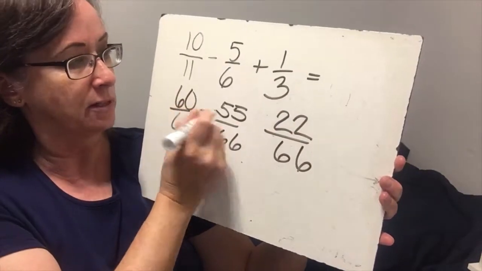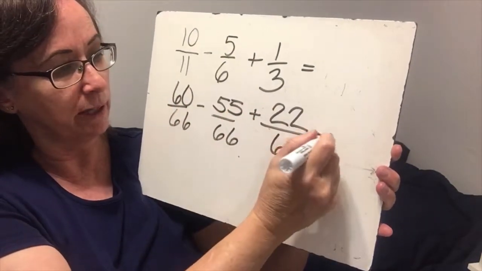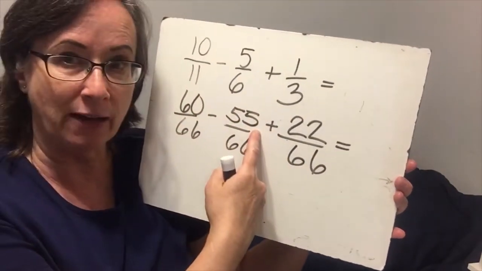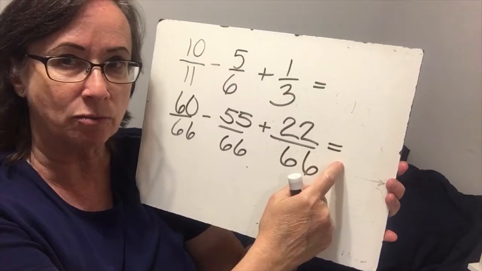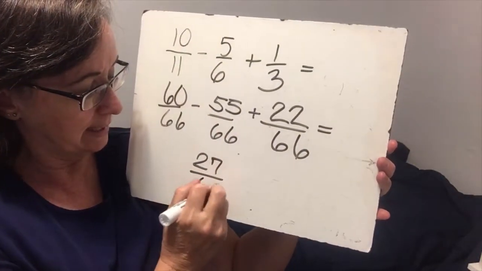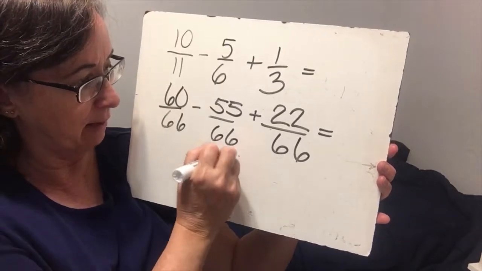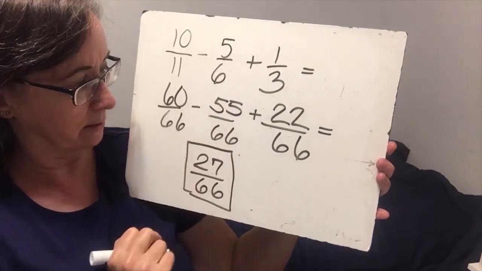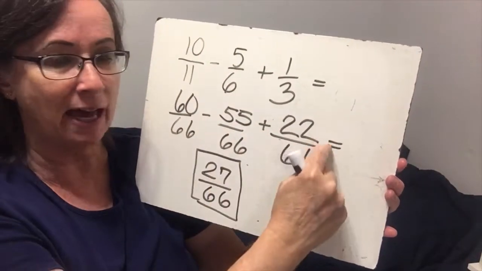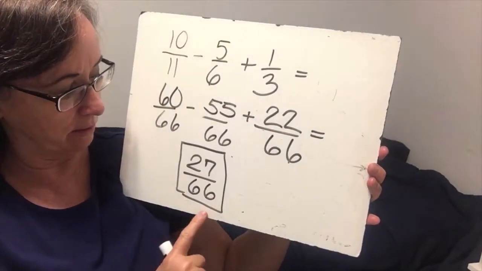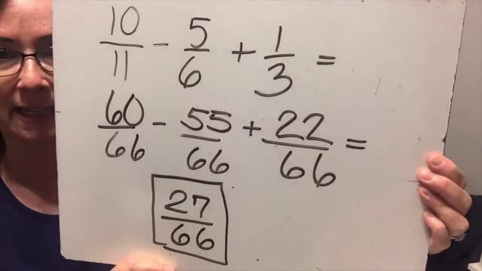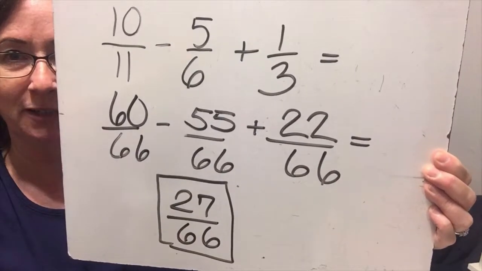Now we're going to fill in our signs. We're going to perform the operations. 60, take away 55 is 5, plus 22 is 27 over 66, and that will be our answer. So we just have to remember that we're subtracting, and then we're taking that 5 and adding it to the 22, and we keep the common denominator there. So that is an example for you.